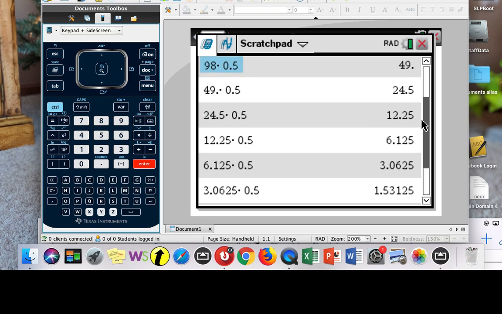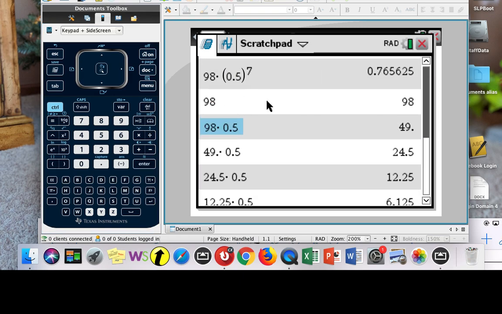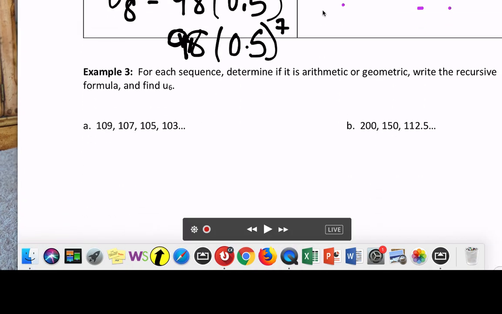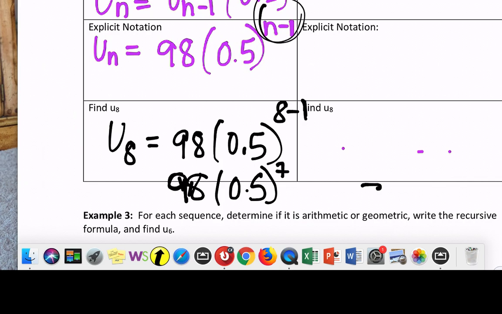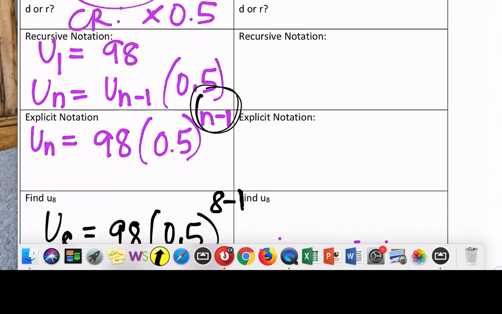Okay, so again, since 98 is our first term, we're hitting enter 7 more times. So there's the n minus 1, and that's where this 7 comes from. And again, if it's the n minus 1 power, because we're starting with the first term, we're hitting enter 7 more times. All right, let's do a different one.